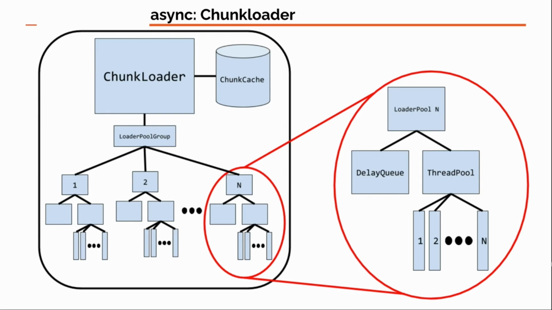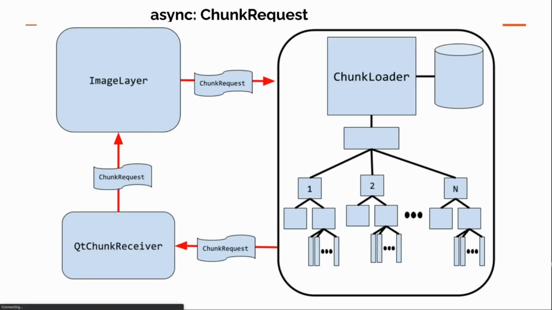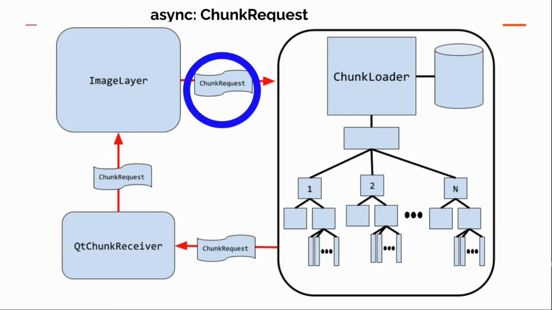So Napari makes a chunk loader. It has a cache. It has a loader pool group. It has a bunch of loader pools. The loader pools have a delay queue. They have a thread pool. I'm not going to go into it in detail except to say that it does work. And I would point out this delay queue is pretty neat. A lot of this stuff is really from previous systems that I worked on and ideas that are in the literature. But the delay queue I have not seen very much, but I'll show you the benefit of it in a second.